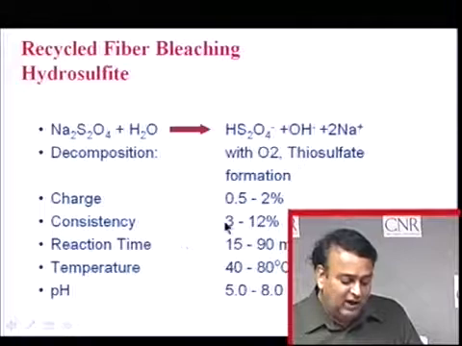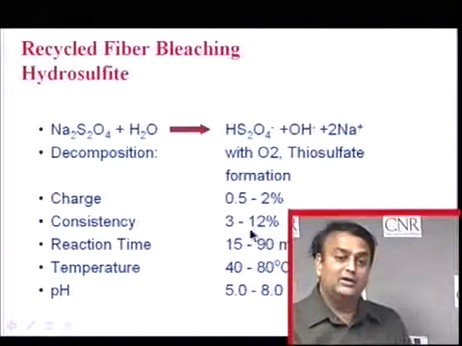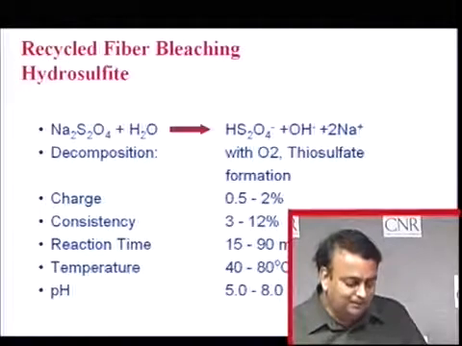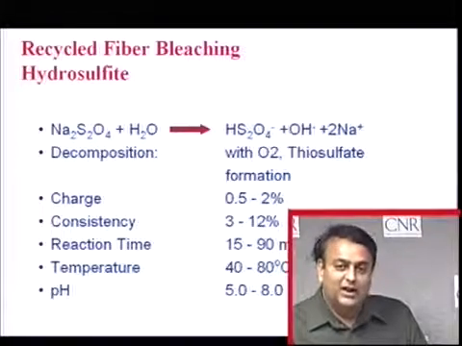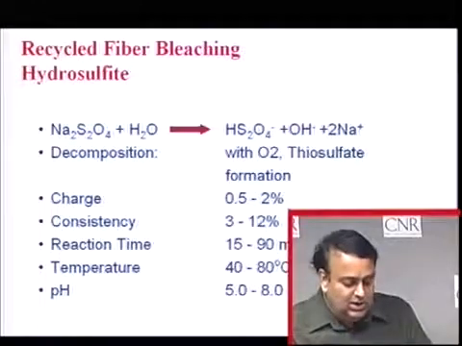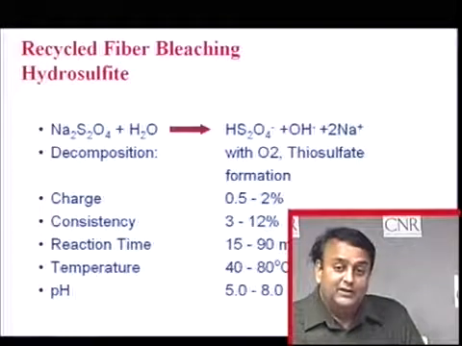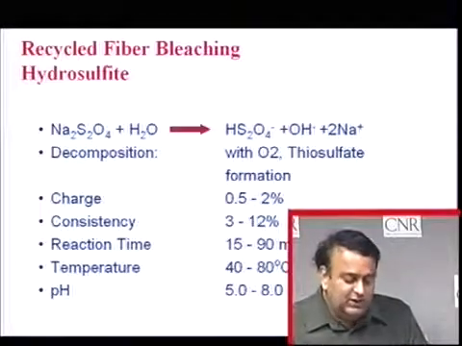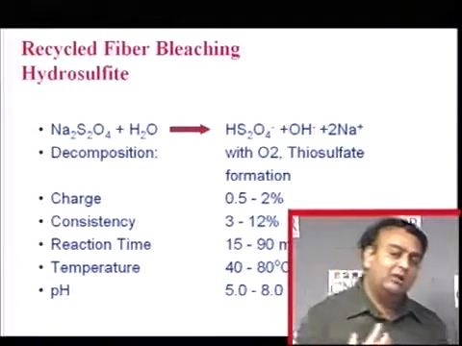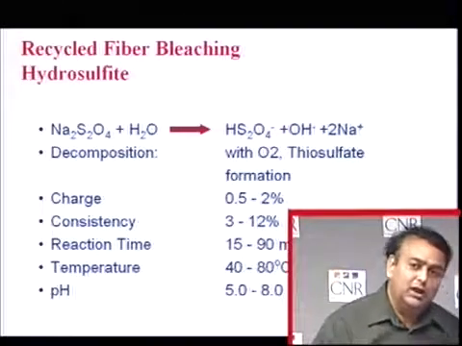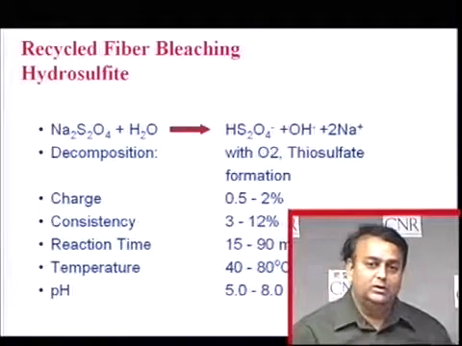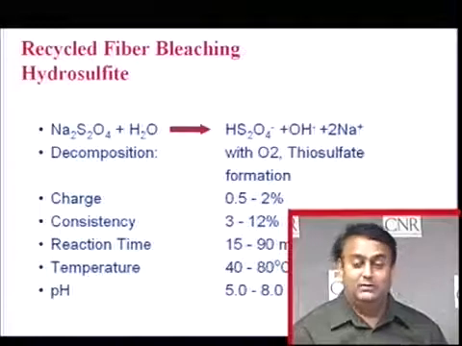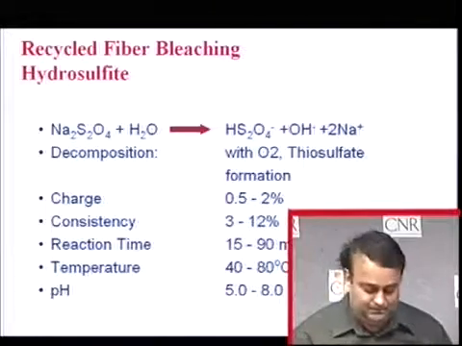Hydrosulfite bleaching works at low to medium consistency. Reaction time is very short, 15 to 90 minutes, and temperature is 40 to 80 degrees centigrade. The pH for virgin mechanical pulp bleaching is 5.5 to 6, but in the case of recycled fiber, the pH can be between 7 and 8. It works fine.